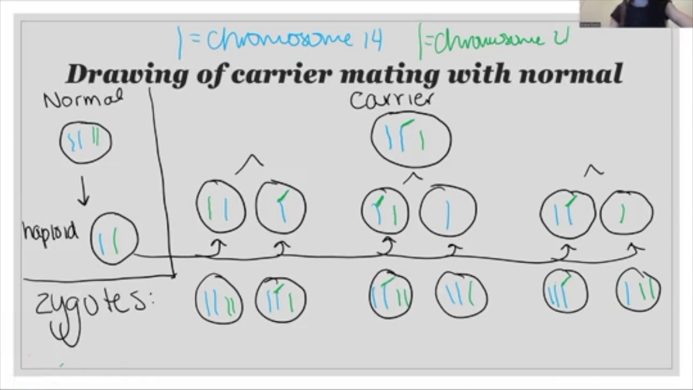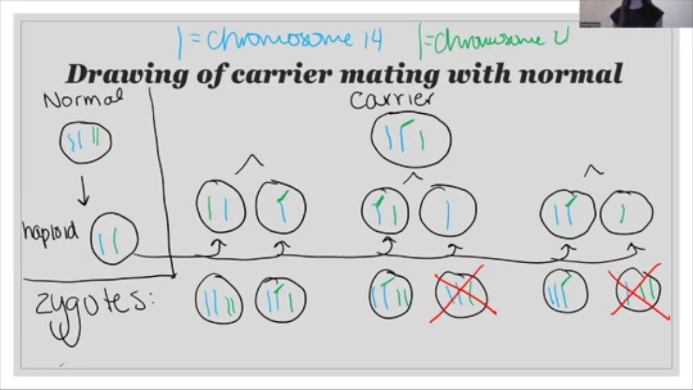So that accounts for this one and this one. Those are going to be non-viable. The other one that's non-viable is going to be the one right between those 2 X's because it has 3 copies of chromosome 14. So you might be thinking, okay, well, why is 3 copies of chromosome 21 okay, but 3 copies of chromosome 14 is not?